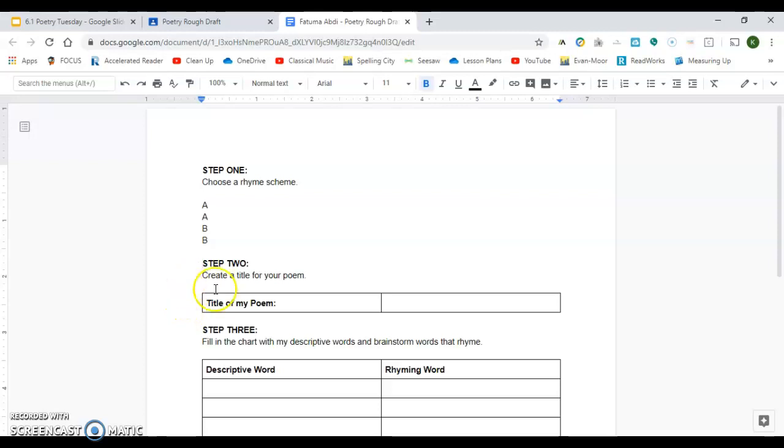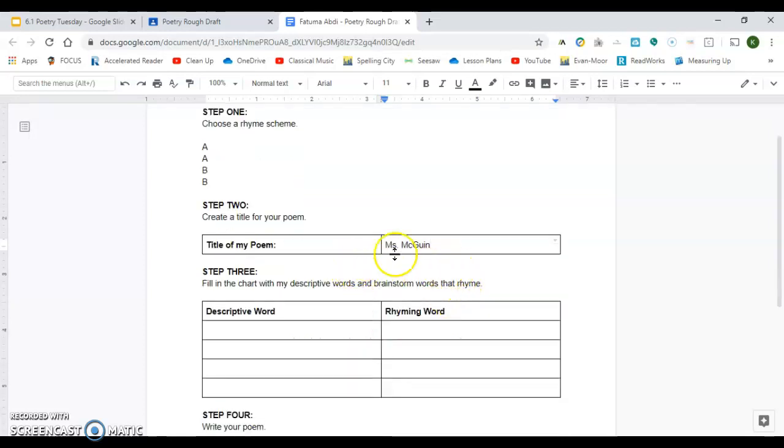Step 2, you're going to create a title for your poem. Now, my poem is about Miss McGuinn. So I'm going to make my title Miss McGuinn. Okay. You can do the title. It can be the person's name. If you want to come up with some other creative title, that's fine. Just make it just a few words, maybe 3 words at the most.